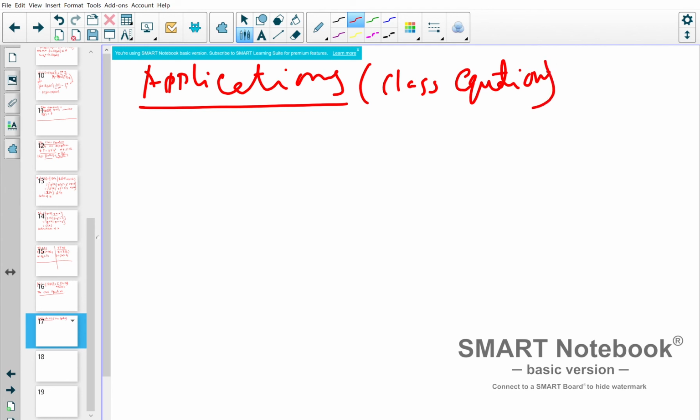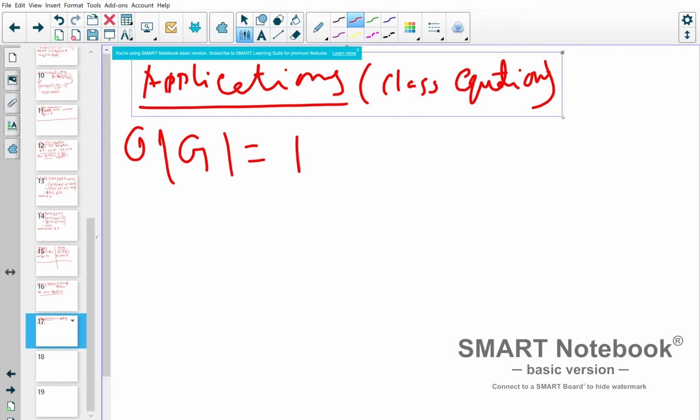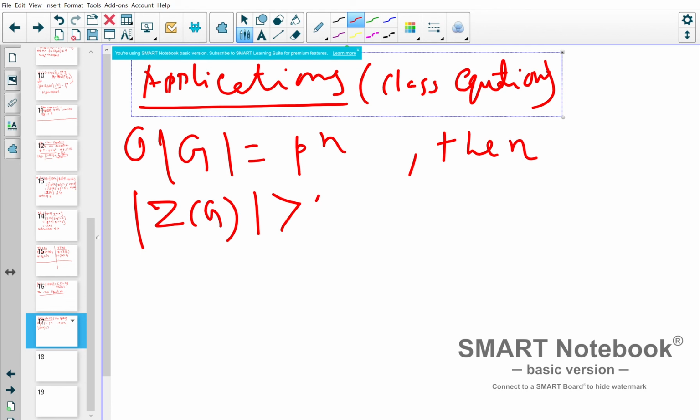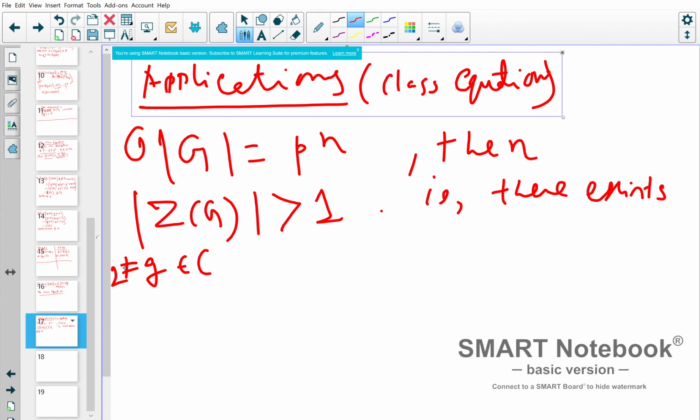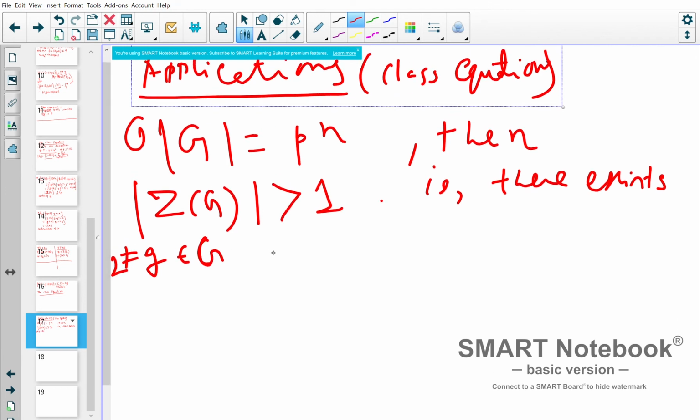One of the most important applications is what? Suppose you have a p-group, of order p to the power n. Then the center has cardinality bigger than one, that is, non-trivial. That is, there exists some g which is a non-identity element, belonging to the center. So you must have a non-identity element which commutes with everything. This is one of the most important applications, and how do you prove it? So, proof.